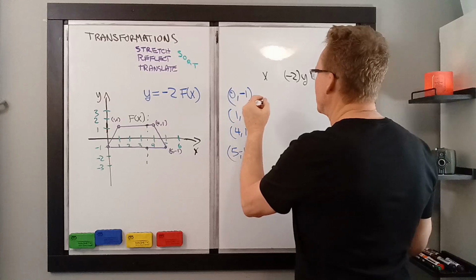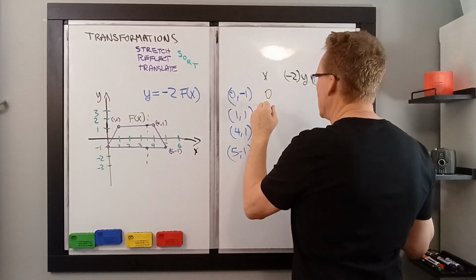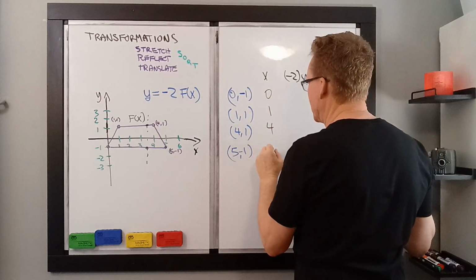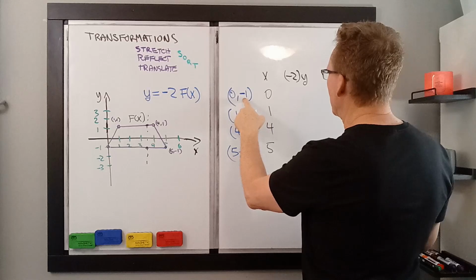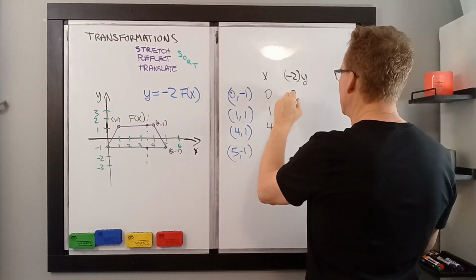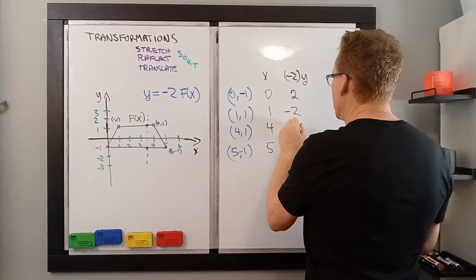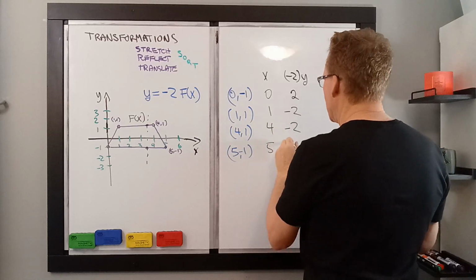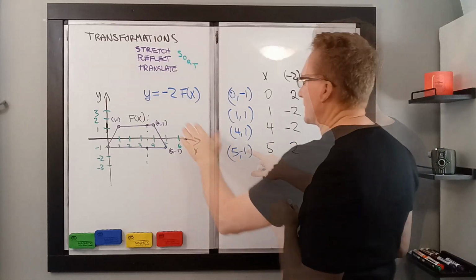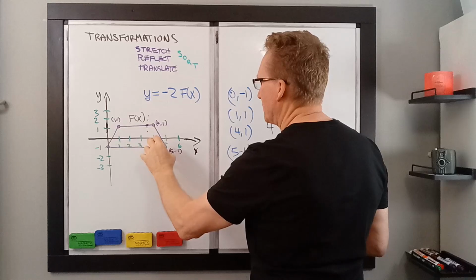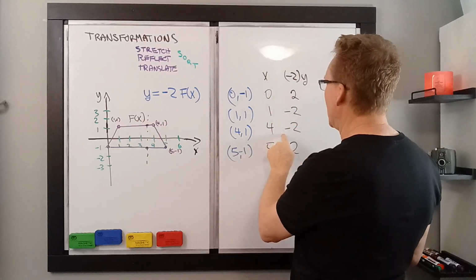So every x value stays the same. It's still 0, it's still 1, it's still 4, it's still 5. And the y values we multiply by -2. So this now becomes 2. This becomes -2. This becomes -2 as well. And this becomes +2. I'm going to erase some of this so I have a little bit of room to work, and then I'm going to sketch these values out for you.